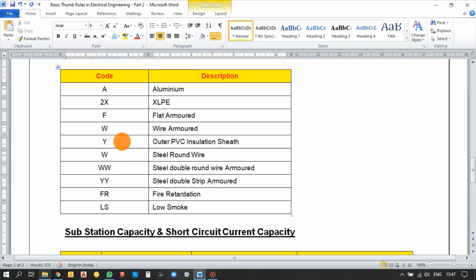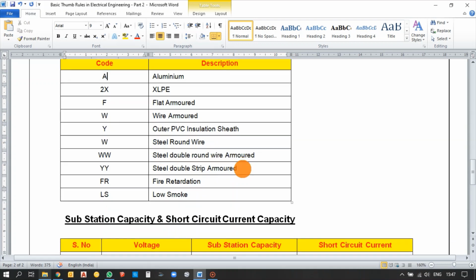Y represents outer PVC insulation sheet. So the outer cover will be made of PVC. W represents steel round wire, and WW represents steel double round wire armored. Y represents steel double strip armored, FR represents fire retardant, and L represents low smoke. So you will be having low smoke fire retardant, FRLS, right? So this is the explanation of FRLS cable, fire retardant low smoke cable.